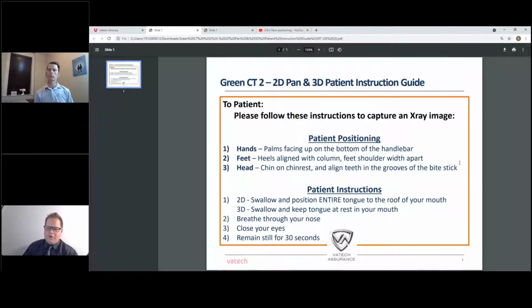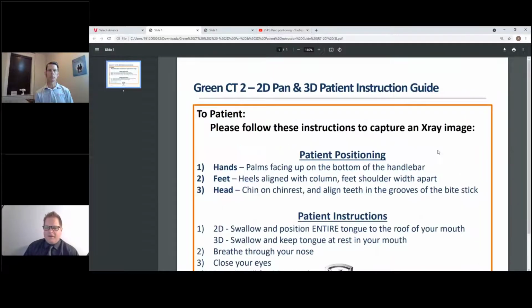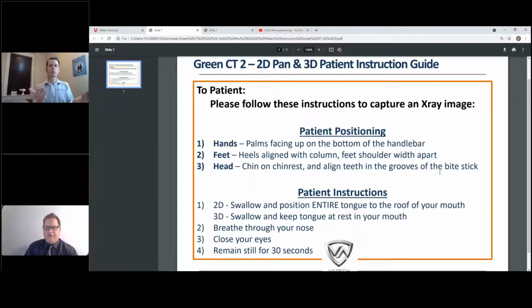Yeah, absolutely. So when we're talking to the patient, we want them to understand what they're doing. So starting with the hands, we want those hands palms facing up to the bottom of the handlebar, the feet aligned with the column, feet shoulder width apart, have them take that step forward so their back is at a slight angle, and that really just props up the spine. And then the head, chin on the chin rest, and aligning in the grooves of that bite stick, making sure they're not sliding around in that bite stick as well, and they stay there and they're in a solid position.